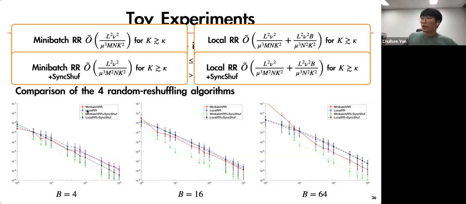And if we compare the local random reshuffling without and with synchronized shuffling, what are the X and Y axes? X is K, the number of epochs. Oh, I'm sorry, I never mentioned this. X is K, the number of epochs, and Y is the function value, so the suboptimality gap in terms of the function value. Hopefully this answers your question.